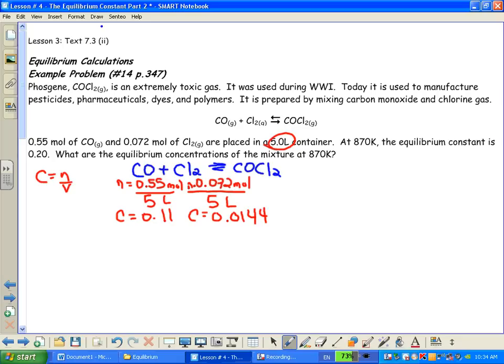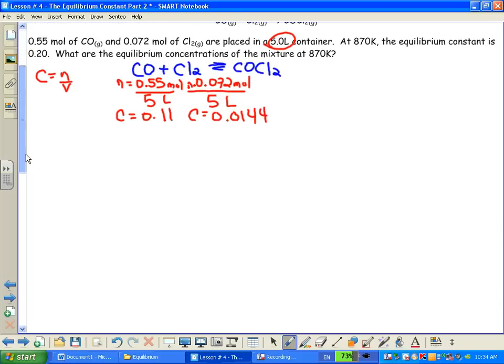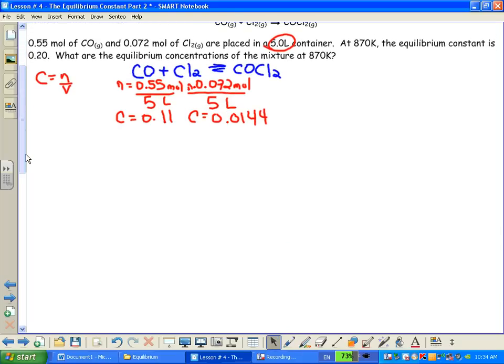Okay, so now we have the concentration of those. So at this point, we need to set up something called an ice table. I'm going to set it up off to the corner of what we just did, just to save space. For your ice table, you need to have I, C, and E.